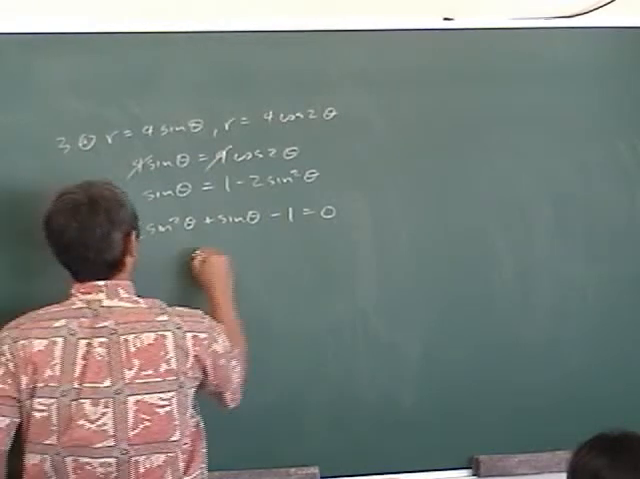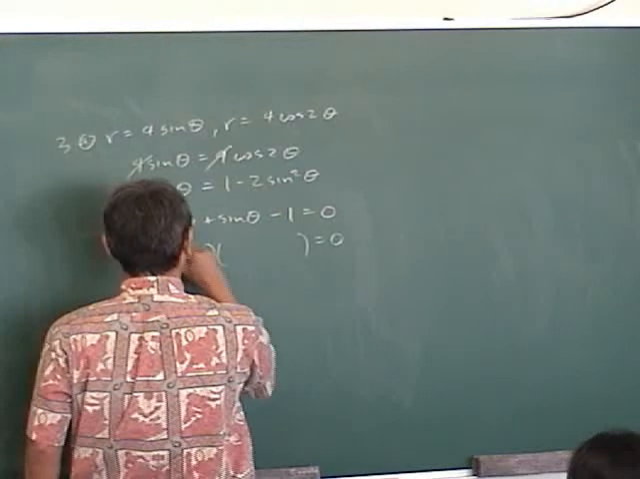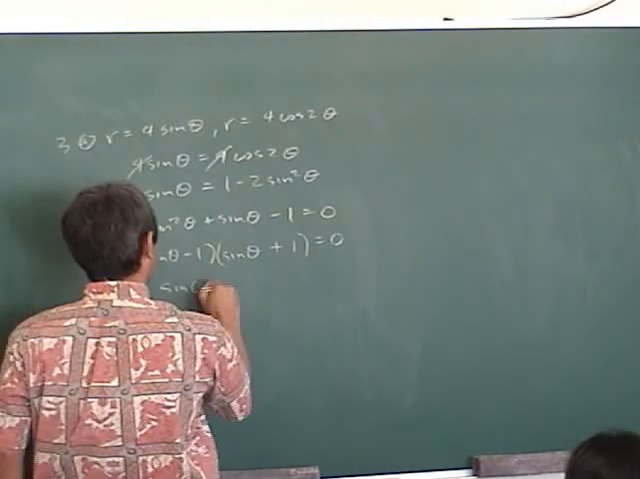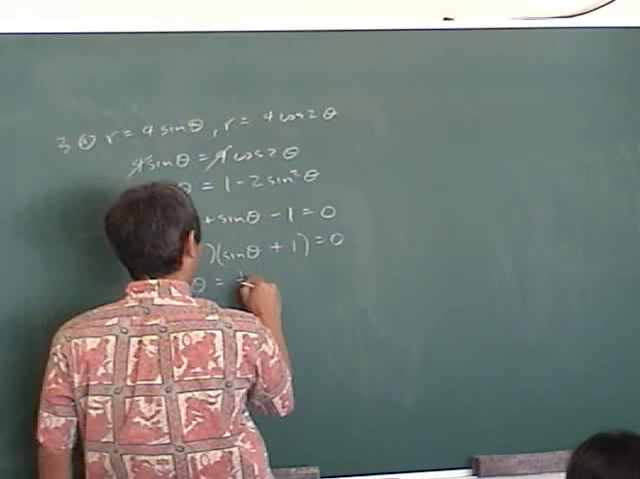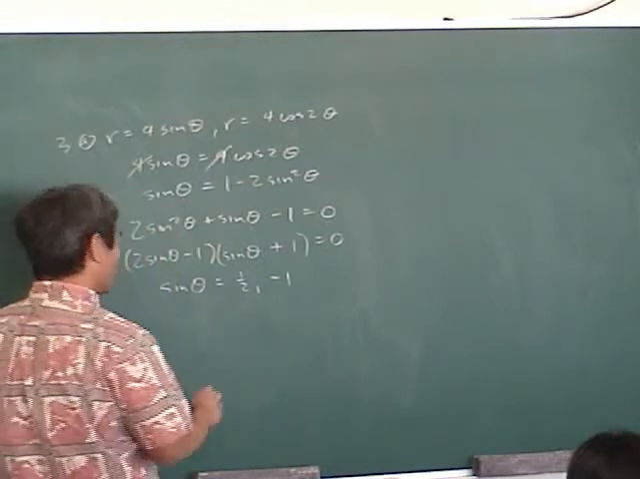Okay, and then you factor. No, I'm going to show you. So sine theta is equal to 1/2 or negative 1. And see, these are all numbers we know. If it doesn't come out like this on the test, you're doing something wrong. You've got to get 1/2, 1, 0, root 3 over 2.